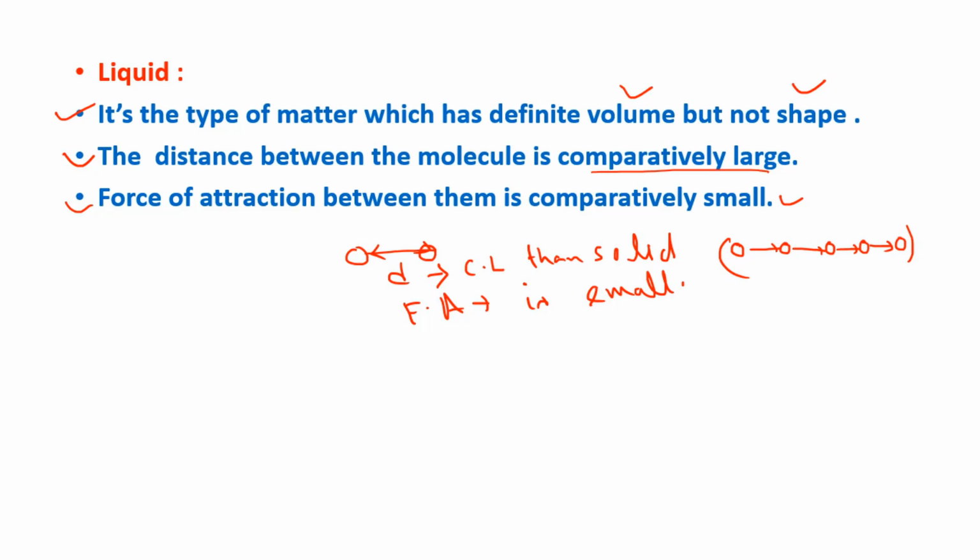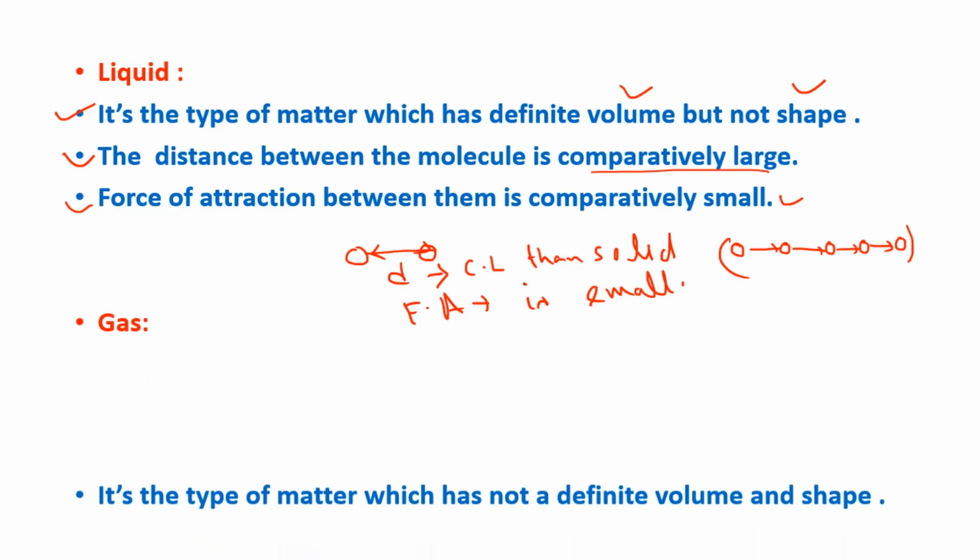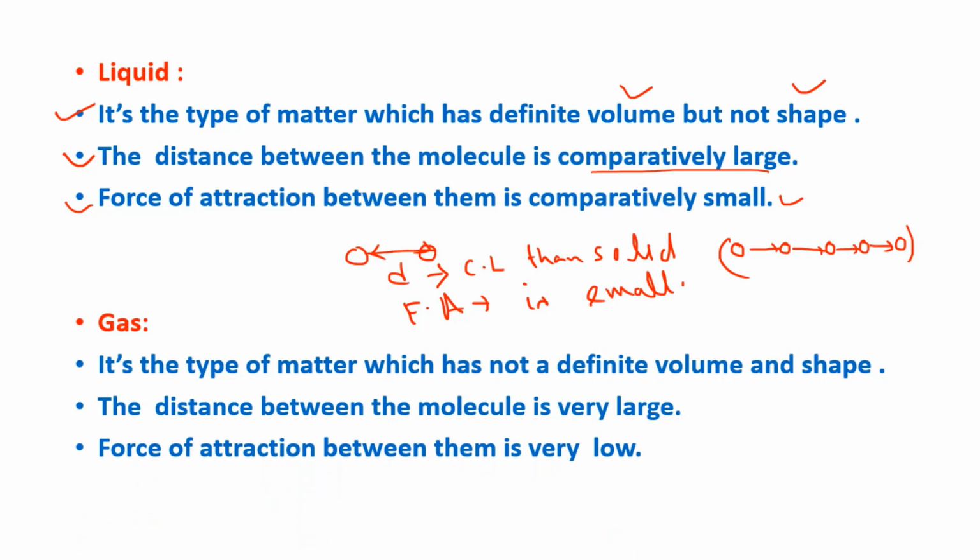The next is the gas. The properties of the gas, as given here: it is the type of matter which has no definite volume and shape. It means in that case the distance between the two molecules is very large. If the distance between the molecules is very large, then what happens? The force of attraction is almost zero. Because the two molecules are very far from each other, they don't have any definite shape and definite volume.